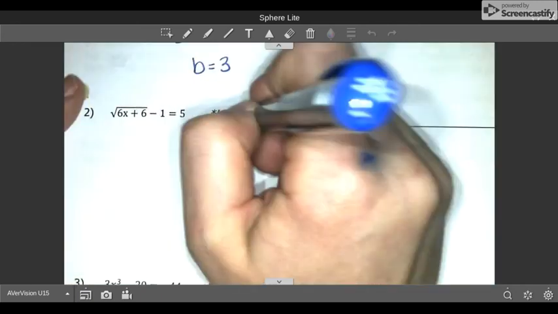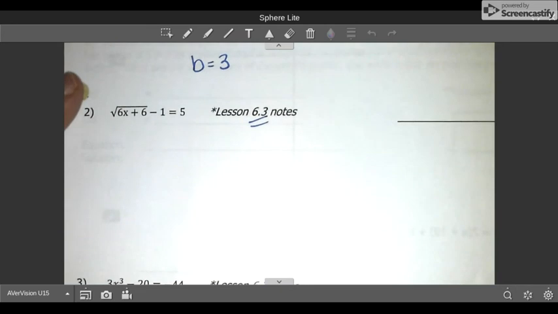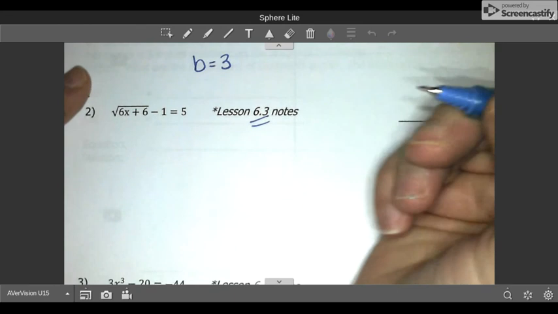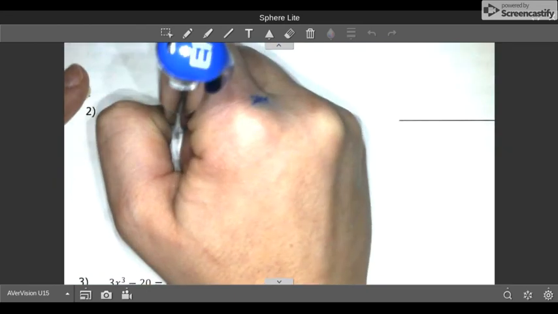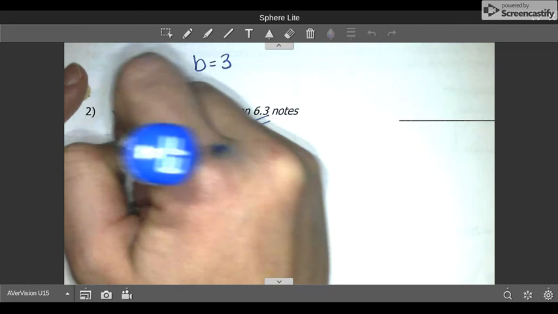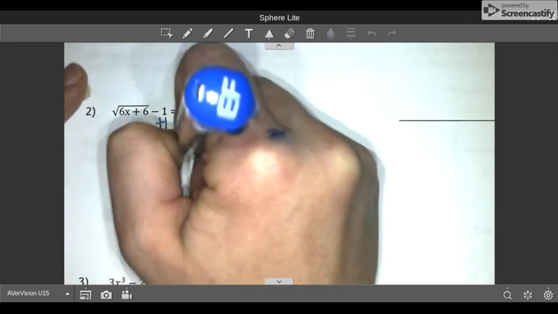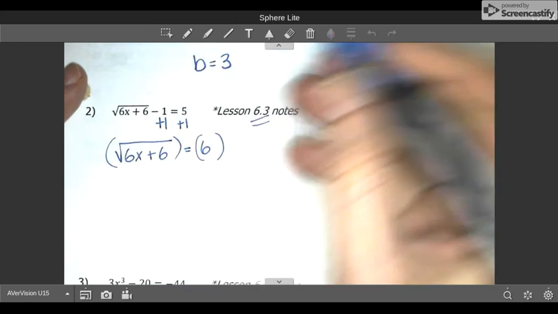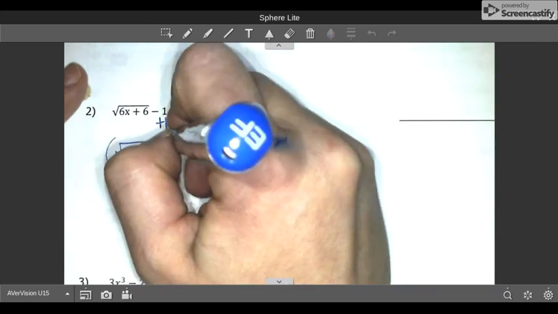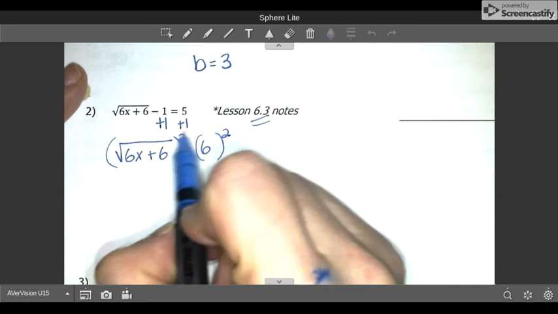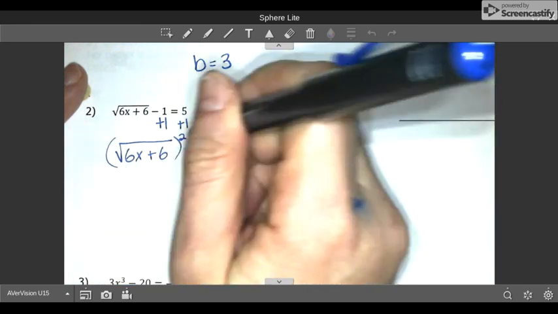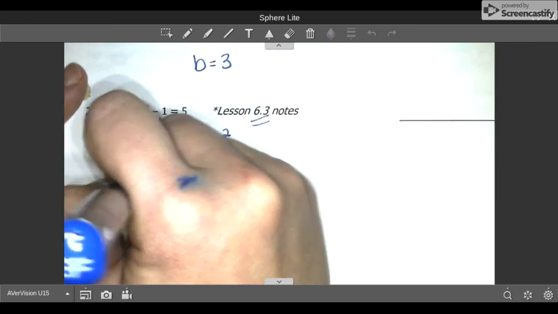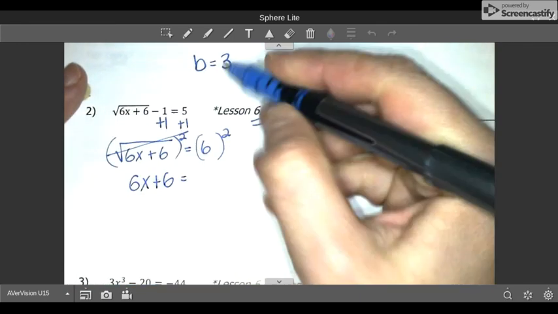You might want to look at 6.3 before your quiz, because that one's pretty hard. And I know a lot of you guys struggled on that homework. So what I would do here first is I'd add 1 to both sides. And then I would get the square root of 6x plus 6 equals 6. The next thing you need to do is the inverse operation of a square root, which is squaring both sides. The square root and the square exponent are inverse operations, so you can cross them off because they cancel each other out. So you're left with 6x plus 6, and then over here you have to square 6.